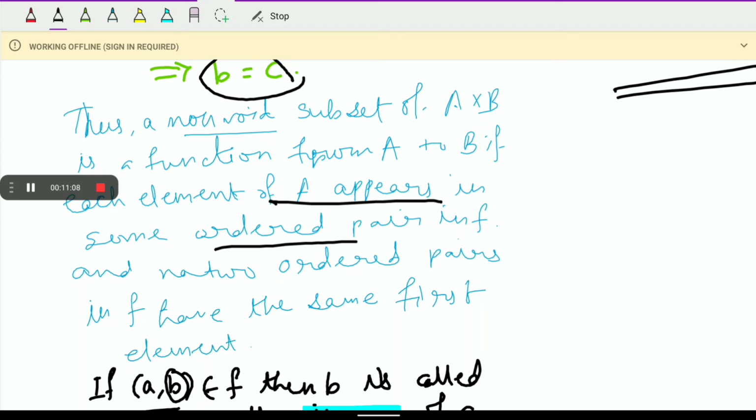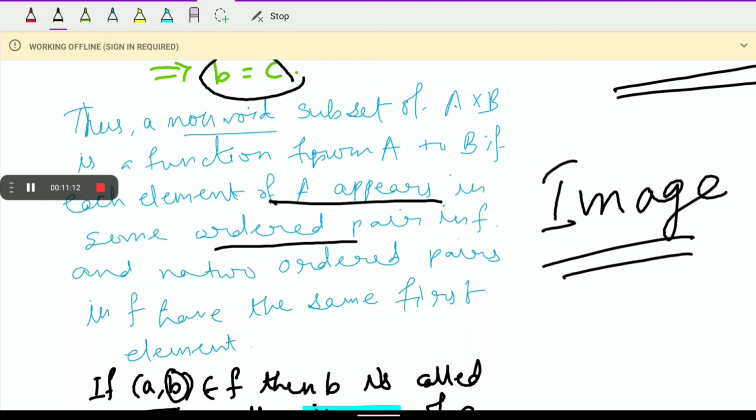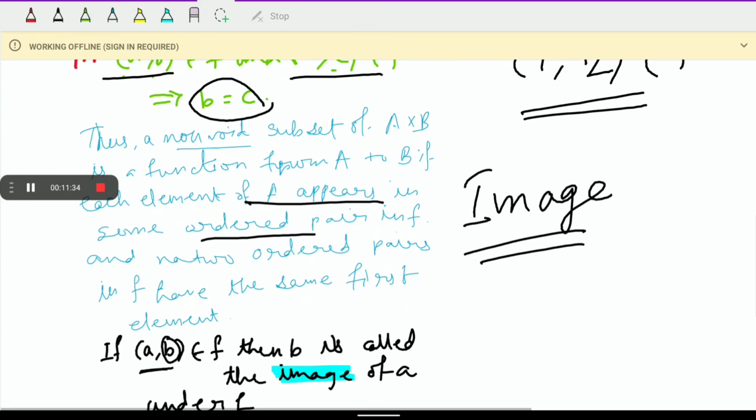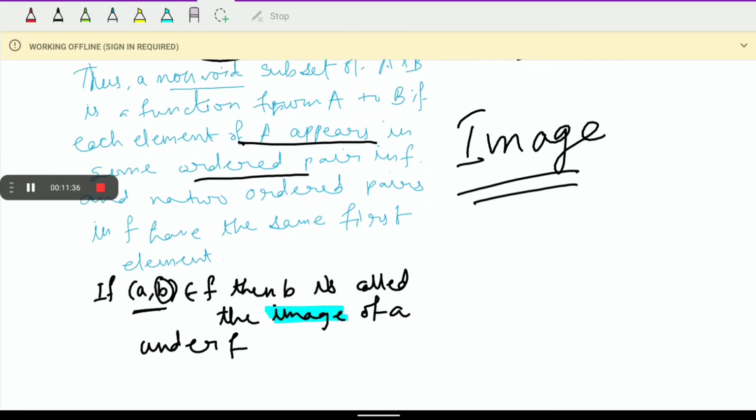Now there is a big term, that is image. So what is image here? If you consider this ordered pair, what is image basically? Let me go to the example, see the example. Here, if (a, b) is the ordered pair, then it belongs to f.